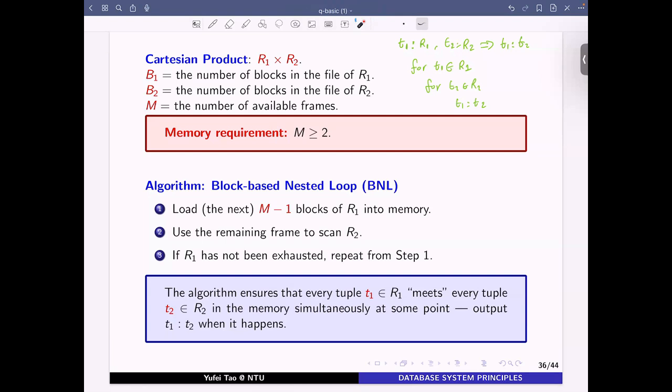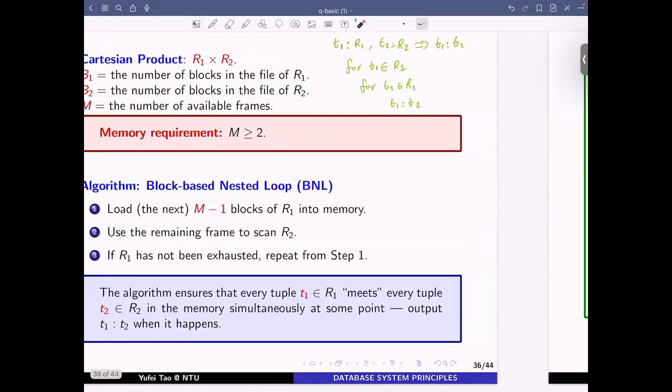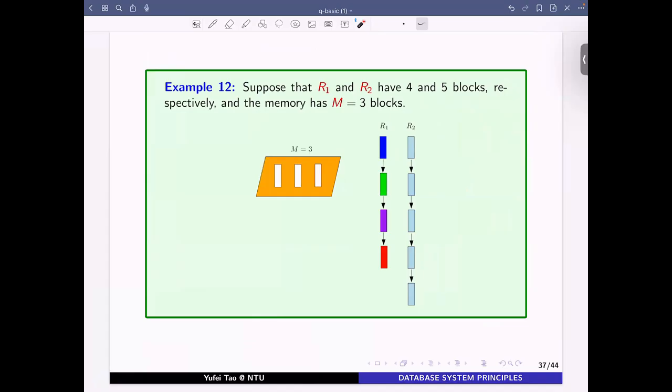The memory requirement is that we need at least 2 frames. However, this is very elastic. We're very flexible in the sense that if you give us more memory, we will perform fewer IOs. So the IO efficiency for this algorithm improves when you have more memory. Here is the algorithm. At this point, I'm not going to explain the steps right away. I have prepared an example to allow you to get the main idea.